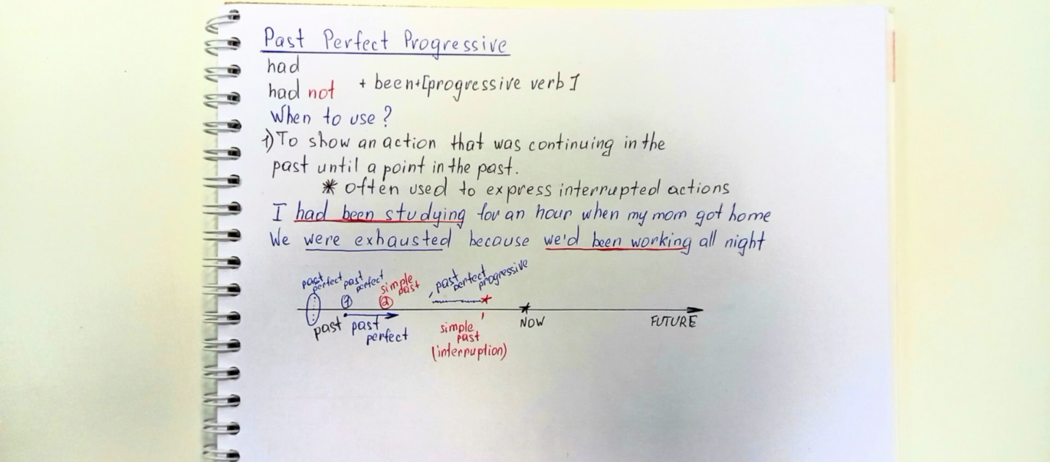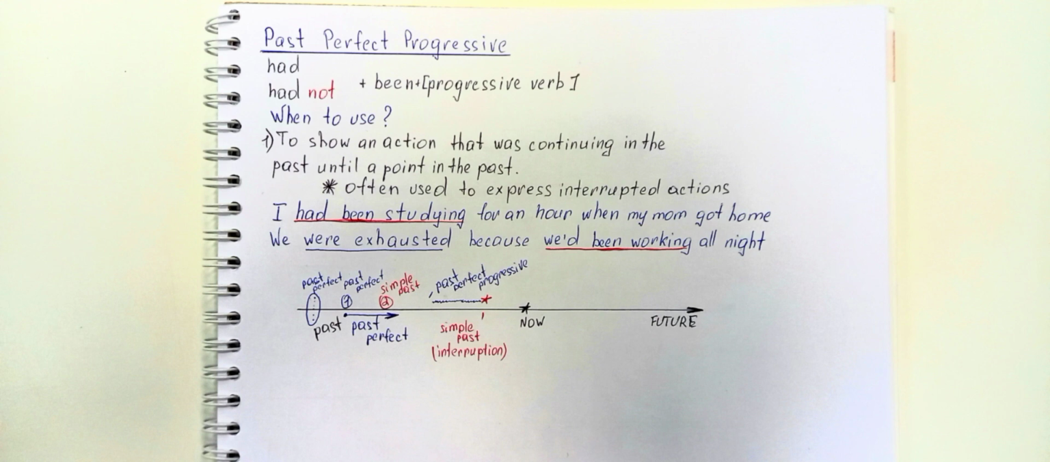So yes, this is very similar to the past perfect use that I talked about, but we often use this to express an interrupted action, an action that was stopped by another action. So this means, for example, in this example sentence, I had been studying for an hour when my mom got home. So this is an interrupted action, or there's some change in this situation.